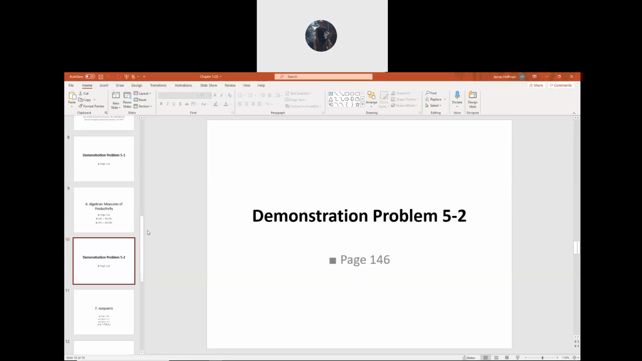Okay, so should we look at a demonstration problem where we're using this concept I just tried to explain? Let's do that. So this is a nice one on page 140. I have this prepared. I have this solved in the Word document.